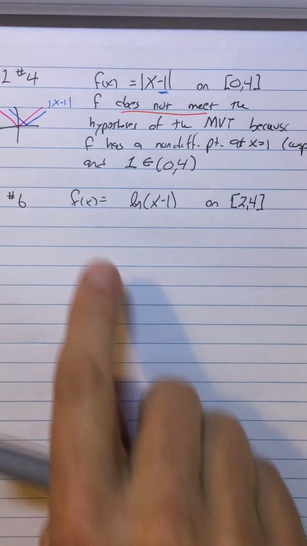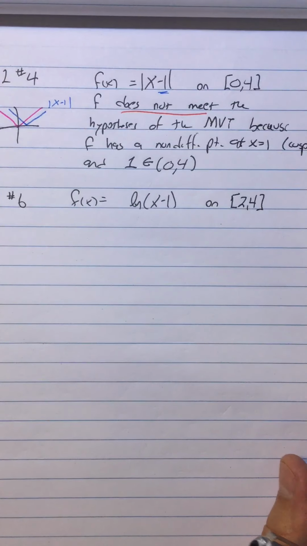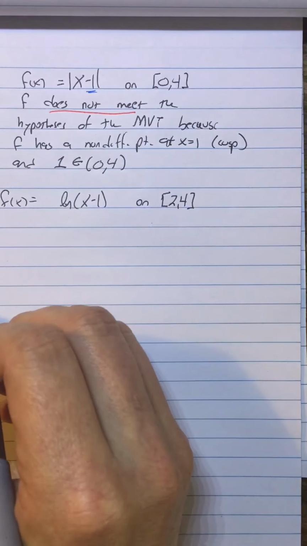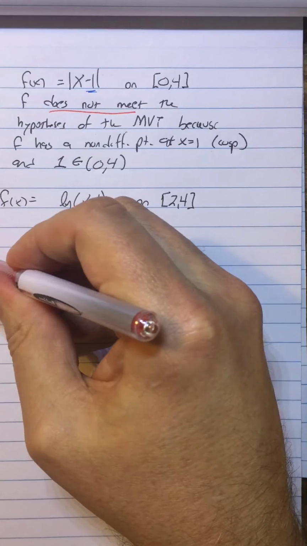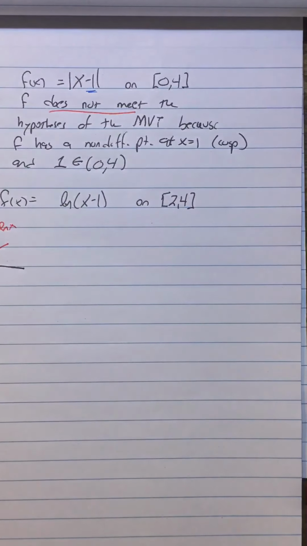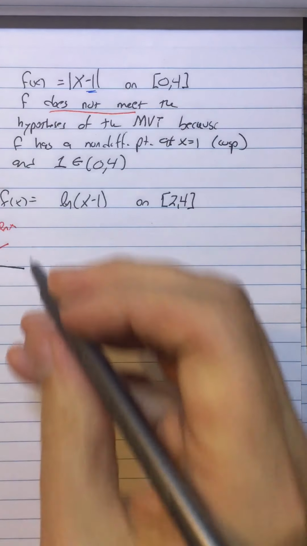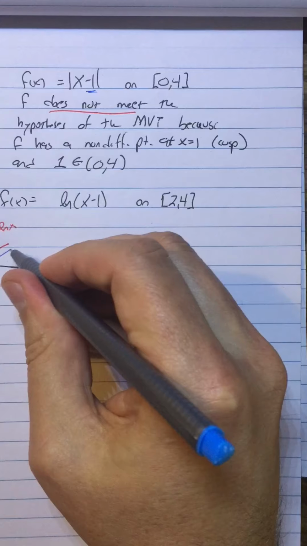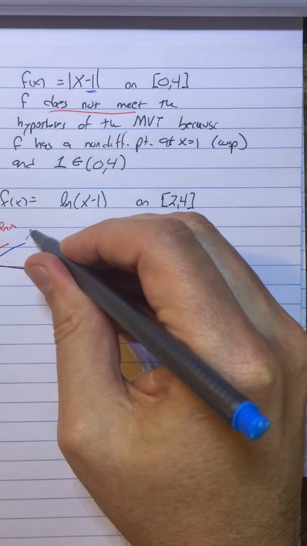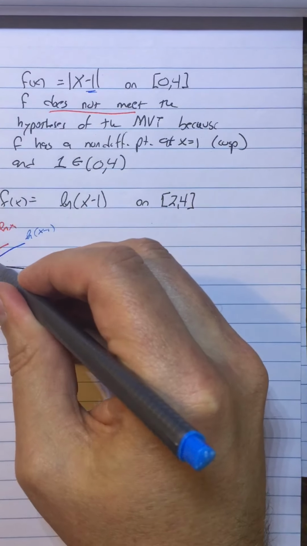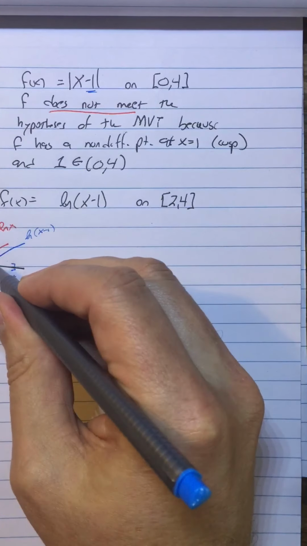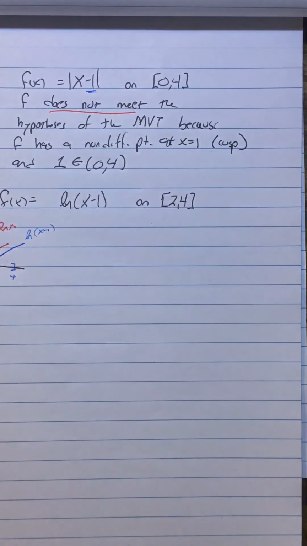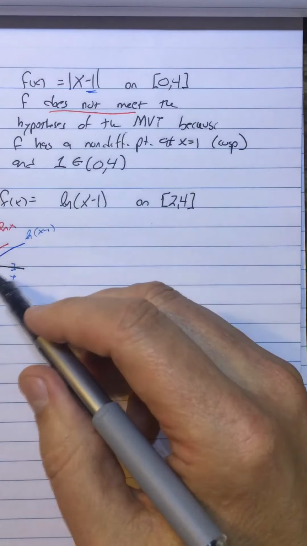Now we're going to do number 6. Number 6 has f of x equals ln of x minus 1 on the interval 2, 4. Again, we need to understand the parent function is ln x, and we need to know the transformation is a shift 1 right. So here is ln of x minus 1. This point is 2, and so our interval 2, 4 is here. We can observe from the graph there are no discontinuities or non-differentiable points in 2, 4.